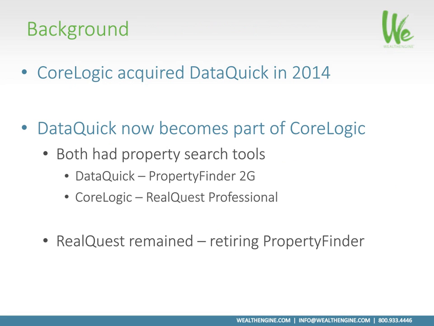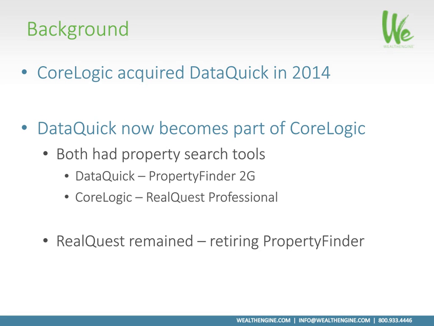So just in providing a bit of background information on this, CoreLogic is a company who acquired DataQuick, and they acquired DataQuick in 2014. And what happened is as these companies merged together, they realized that they had two different property search tools that basically more or less did the same thing. And so that is where you hear the DataQuick Property Finder, which they actually call Property Finder 2G, and CoreLogic, their RealQuest Professional tool. Both of those are property search tools, and what they determined is that they certainly didn't need to have both of those tools.